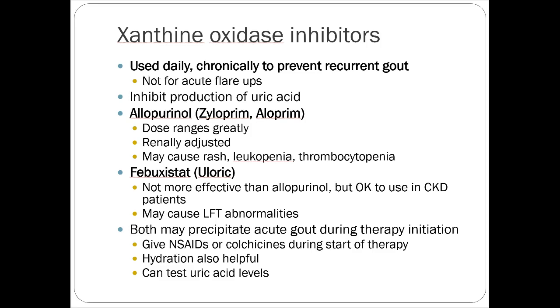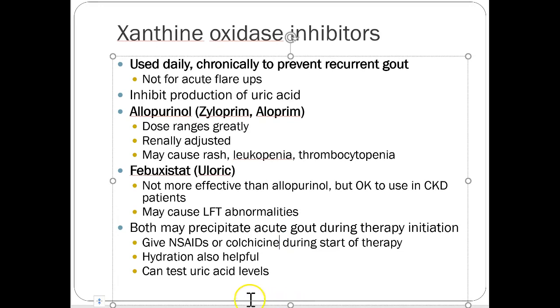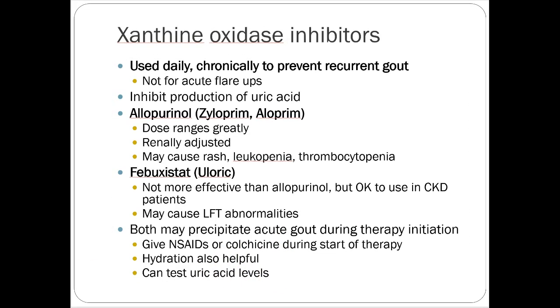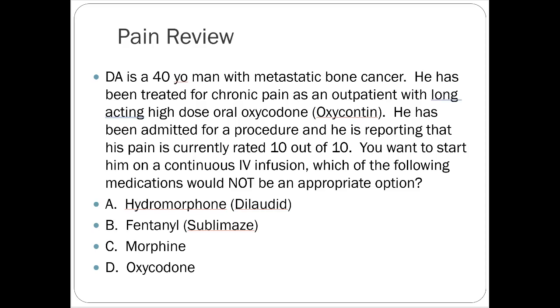It's quite expensive. Interestingly enough, both of these drugs can actually precipitate acute gout during therapy initiation. So it's recommended that you give NSAIDs or colchicine at a low dose during the start of therapy. Hydration is also helpful, and you can also test uric acid levels if you really want to. Okay, so that's it. I've got a couple review questions and cases that I can go through quickly.